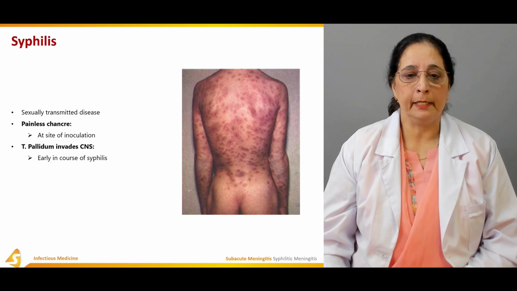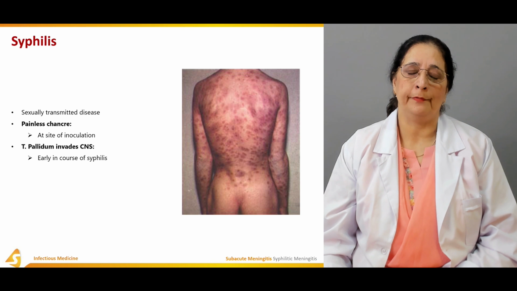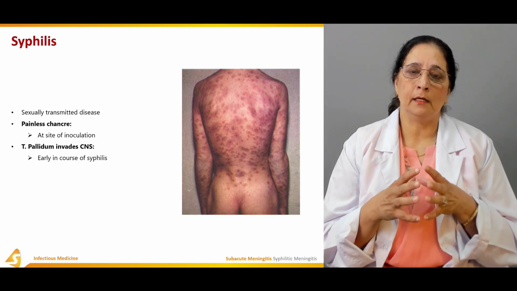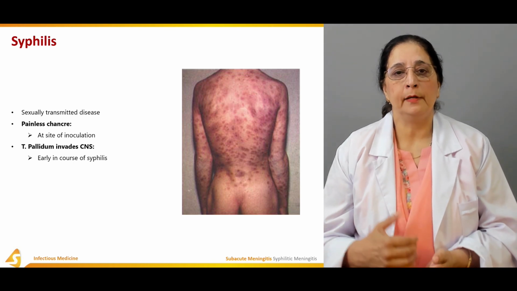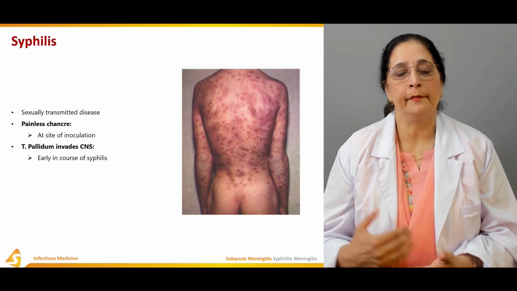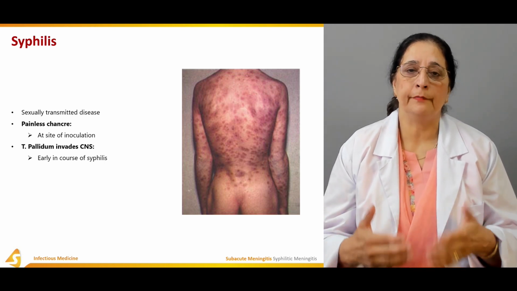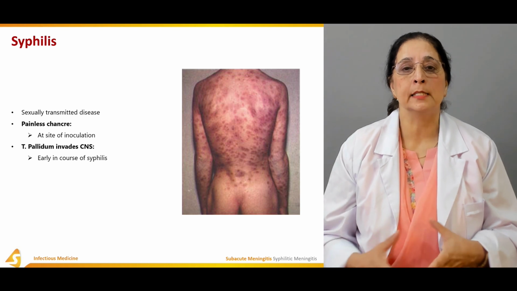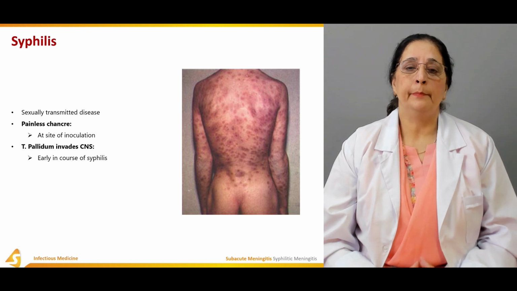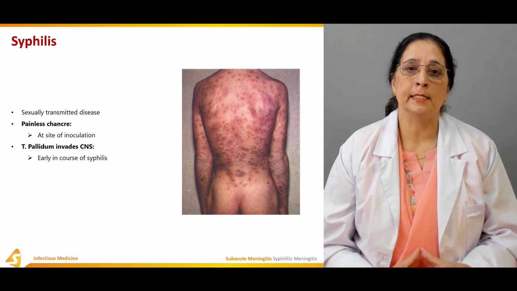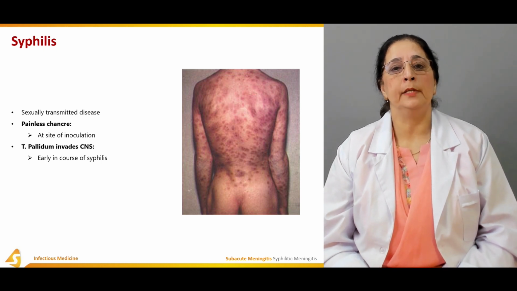Treponema pallidum invades the central nervous system early in the course of syphilis. Syphilis is a disease in which we have primary syphilis, then secondary syphilis and tertiary syphilis. There are different phases of syphilis and how it spreads and progresses. And then we also have congenital syphilis, where babies are born with syphilis. So all these are different types of syphilis.